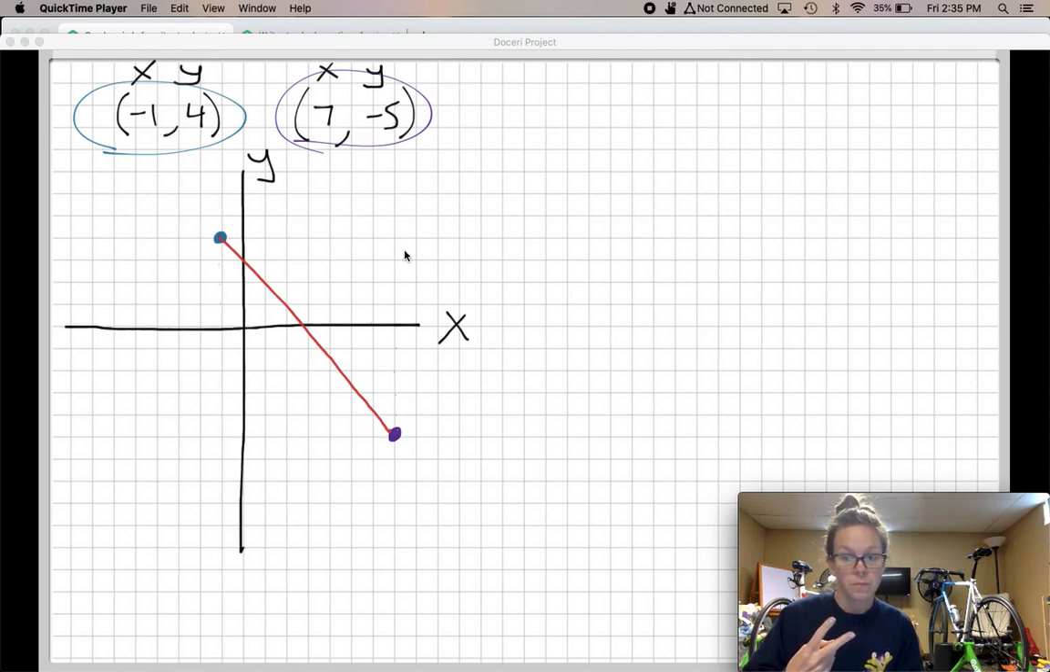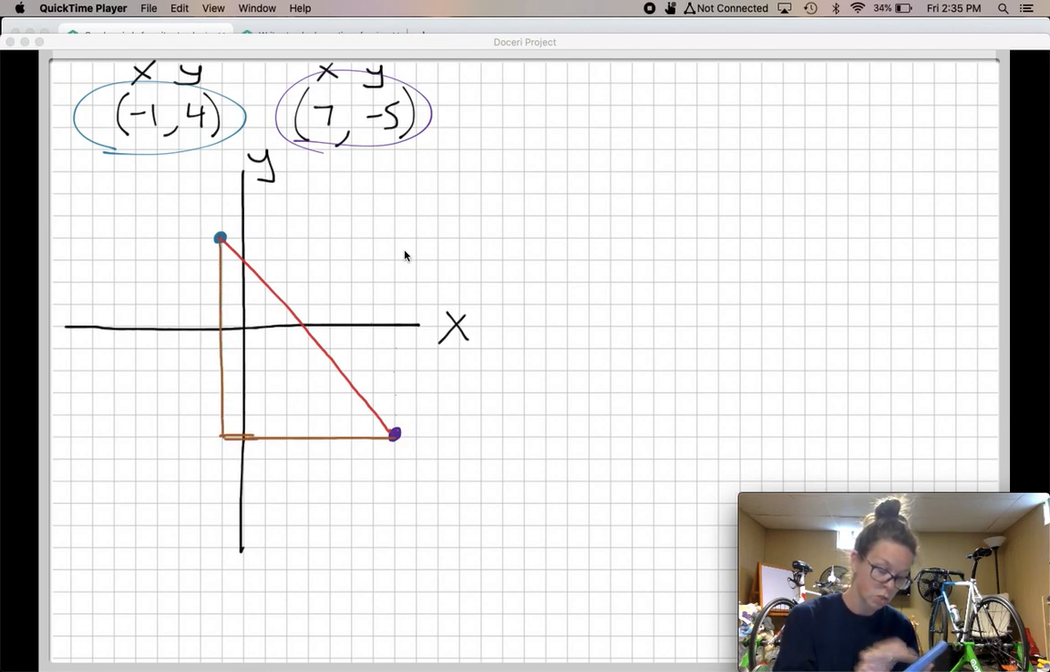2 ways to solve it. The first way is with the graph, and that's my preferred way. So what I'm going to do with this graph is turn this into a triangle by going straight over so that I'm right underneath that other point and then going straight up to connect, so that I didn't just make any triangle, I made a right triangle.